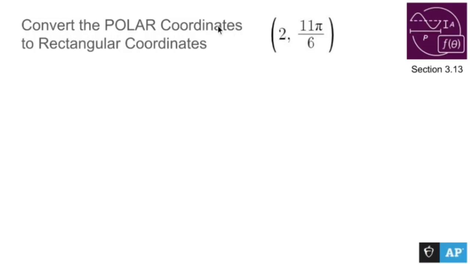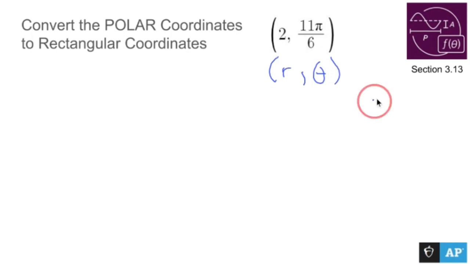Convert the polar coordinates to rectangular coordinates. So this right here is polar coordinates. That 2 is your magnitude. That's how far away you're going to draw a dot from 0, 0. That 11 pi over 6 is going to be the angle that you use to place that dot.